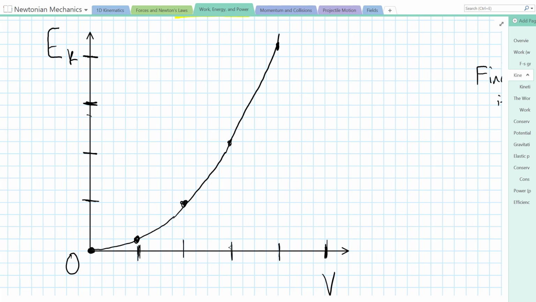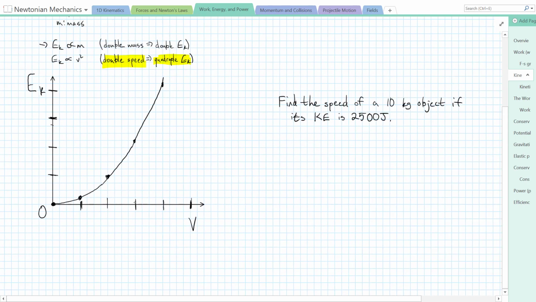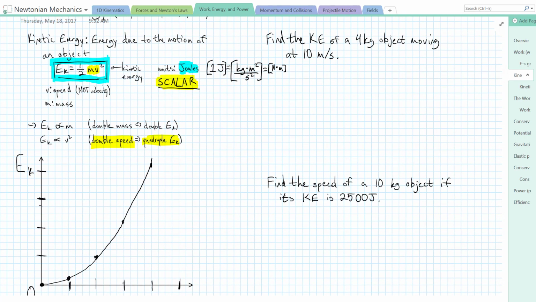Because kinetic energy is proportional to speed squared and mass, it's always positive, because speed squared is always positive and mass is always positive. So it's always going to be a number greater than or equal to 0. It's only going to be 0 if you're not moving. But that's it. It's just 1/2 mv squared. That's an important formula to have memorized, just like the momentum formula.